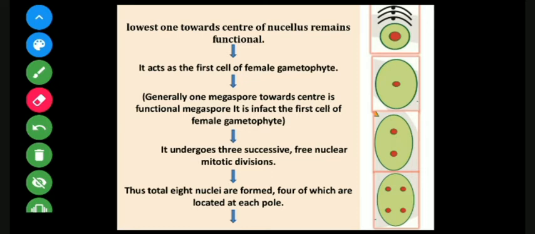Now, have you seen in the before slide that 4 megaspores have been formed, from which I have told you one will remain functional, which is towards the chalazal end. Okay, so let me mark the point. One will remain functional. Now this functional spore will be acting as a precursor cell for the further development of the female gametophyte. Now you can see here it is one cell with only one nucleus.